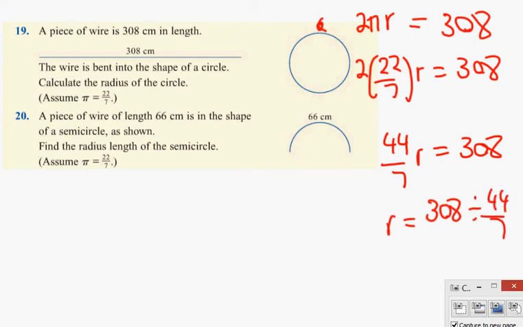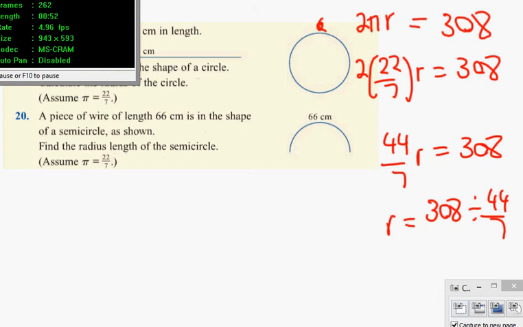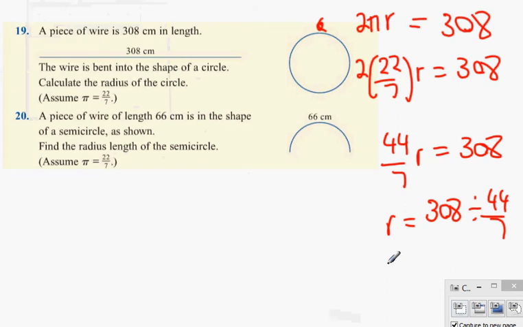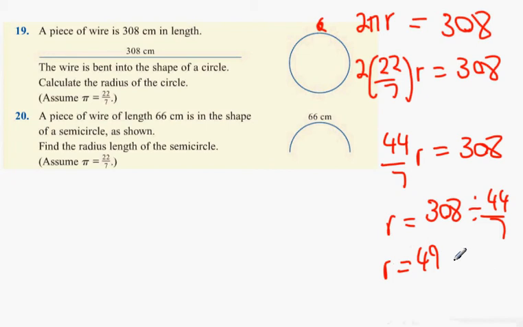Anybody know what that is? 49. Yeah, r equals 49 centimeters. Okay, not too bad. Number 20 is the same thing. A piece of wire of length 66 centimeters is in the shape of a semicircle as shown.